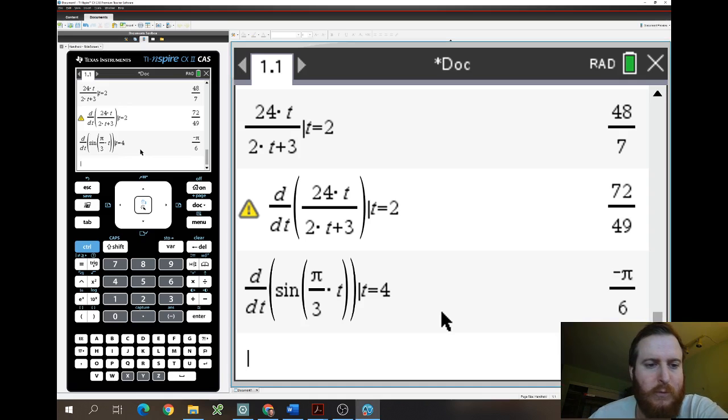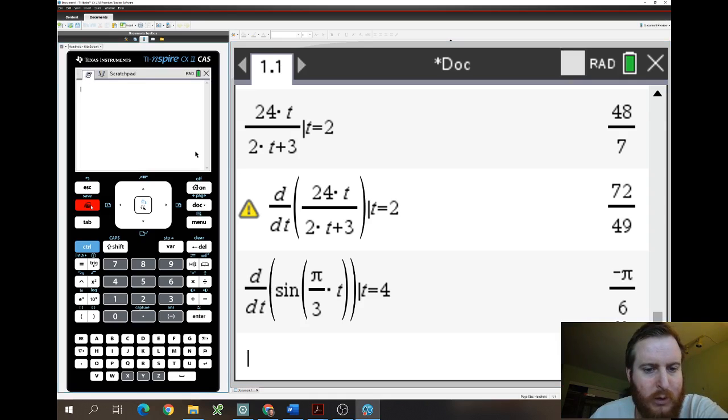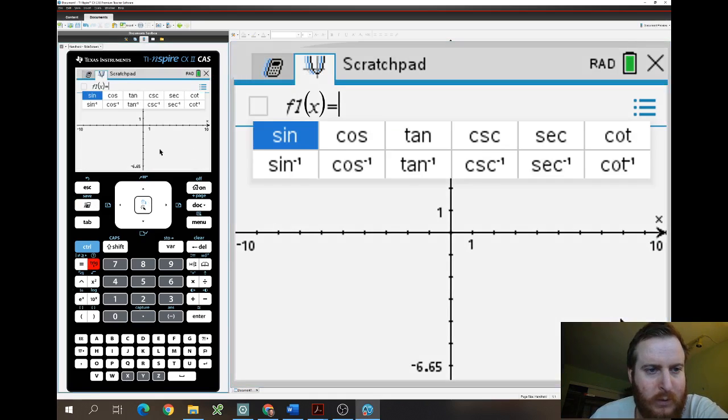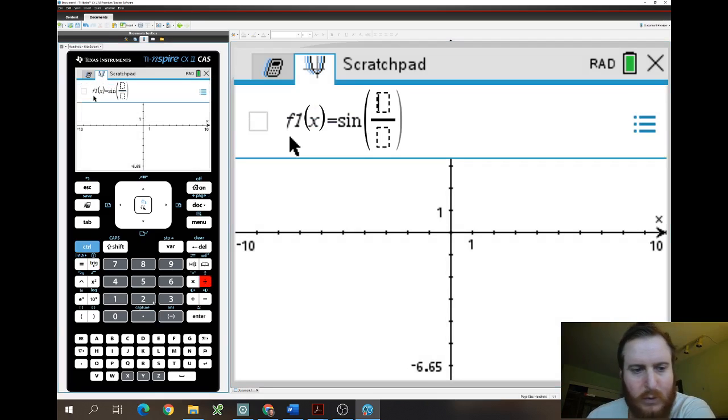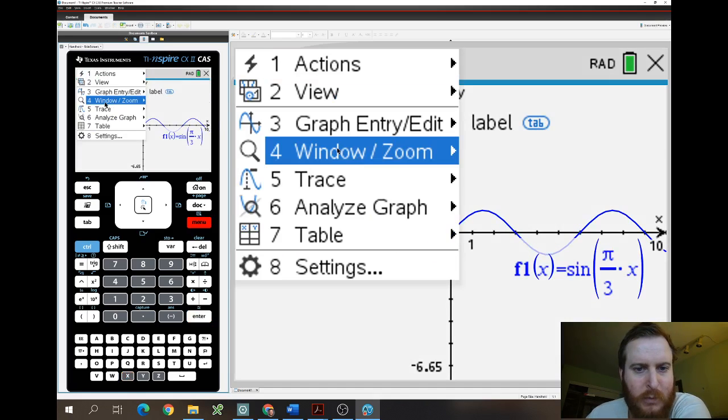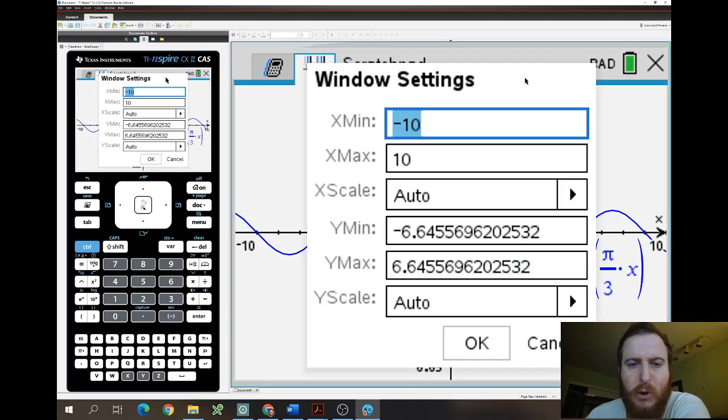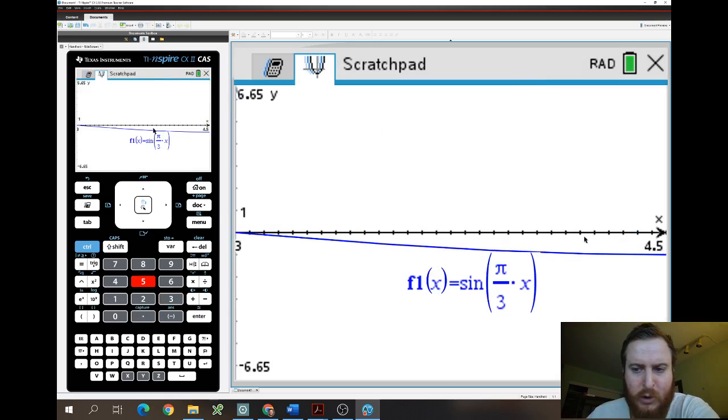So if we went over to our graph and graphed pi over 3 times t, and we're going to change t to x because we're on a graph, and I'm going to change my window zoom to be from 3 to 4.5, that's what they give us. So we see this entire time from 3 to 4.5, our velocity is decreasing. We don't care if it's positive or negative, we just care that it's decreasing.